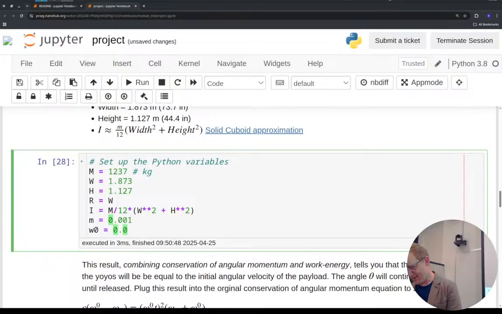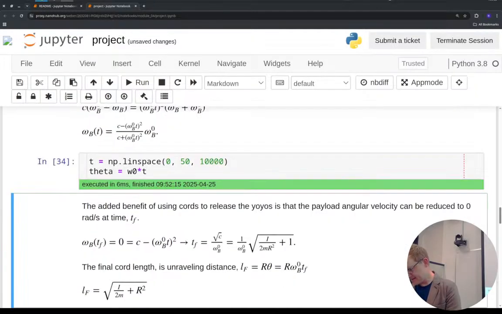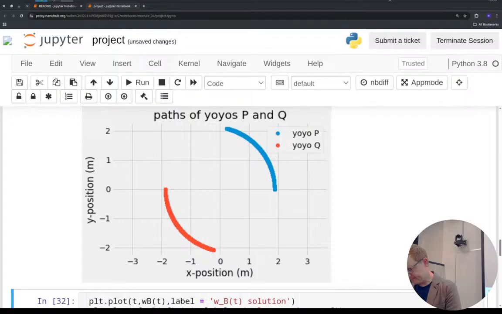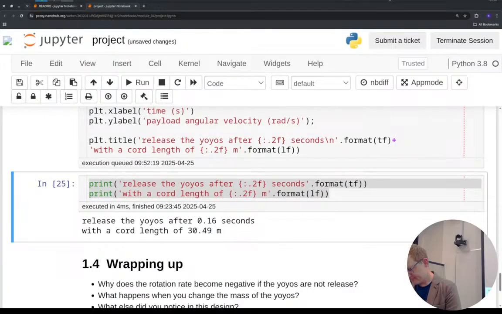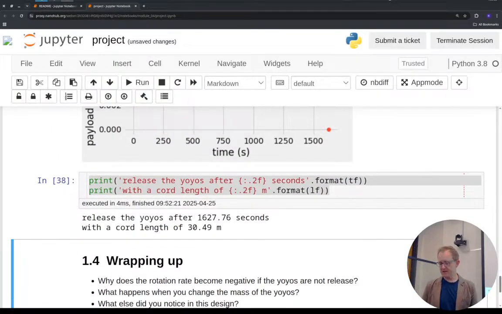Yeah, like if we're at like 0.01, let's try that, see what happens. We'll go up to like 50 seconds. It's still 30.5 meters, but it's going to take us 1,600 seconds for it to actually get to that point because they're moving so slow to begin with, right? Centrifugal force is theta dot squared. So the nice thing is that no matter the angular velocity, the length of the rope is constant.